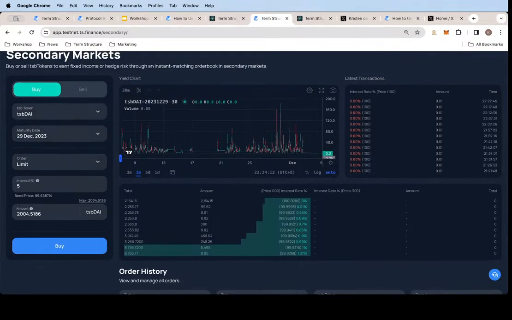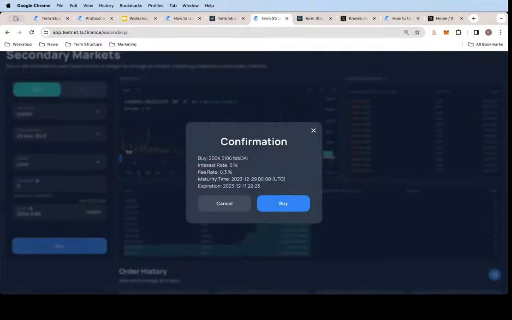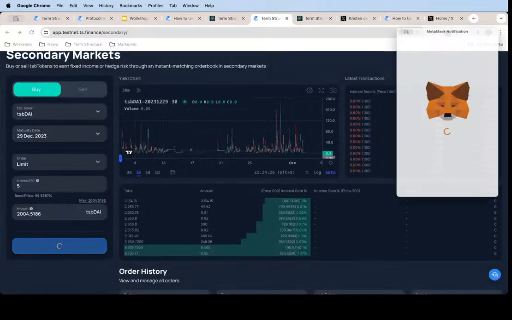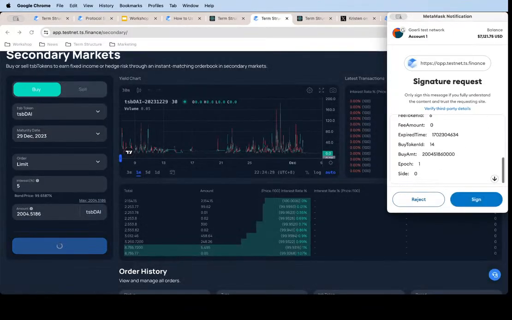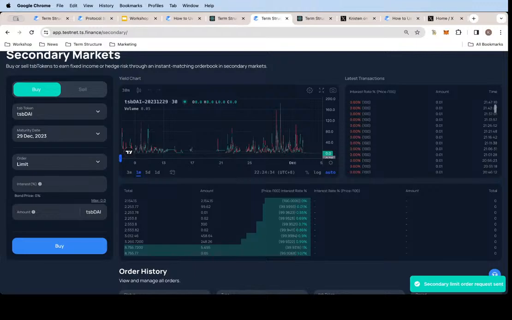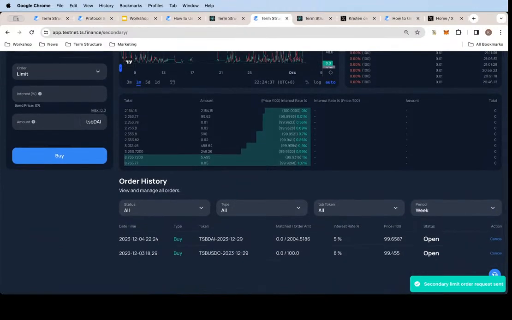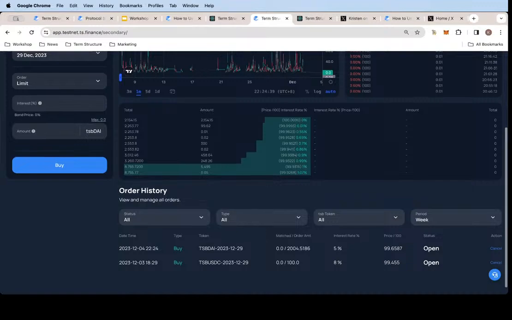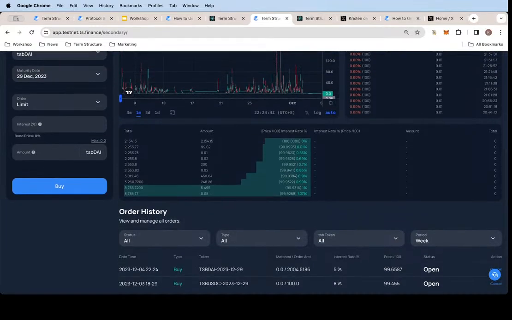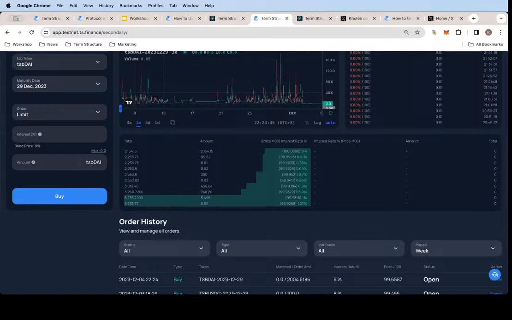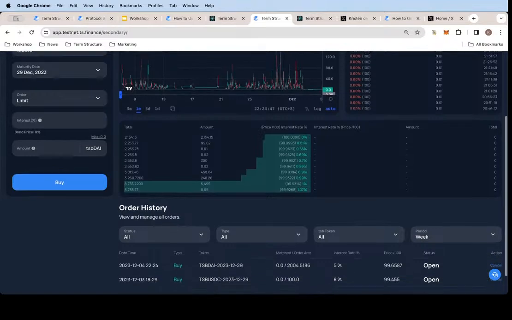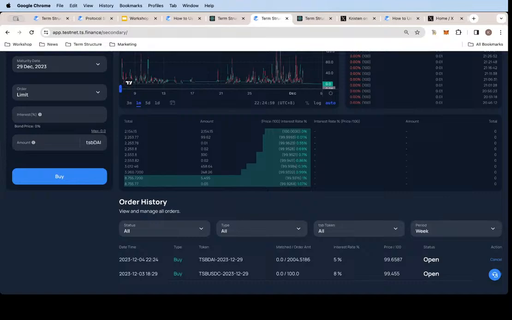And you can review the information here. If it's okay, just click buy. And again, a confirmation window will pop out, and please do review the information again. And if everything is okay, just click buy. And yeah, just click sign to proceed. So as you can see here, you can see order history, and this is the order that I just placed, and it's now open. And you can also cancel the order if it's needed.